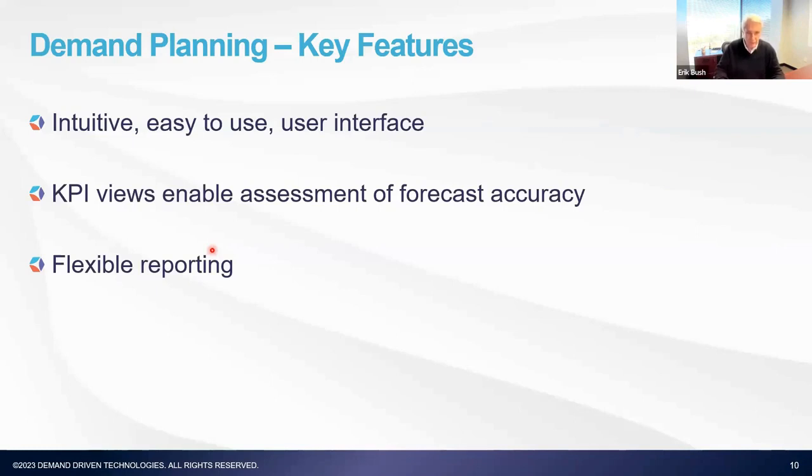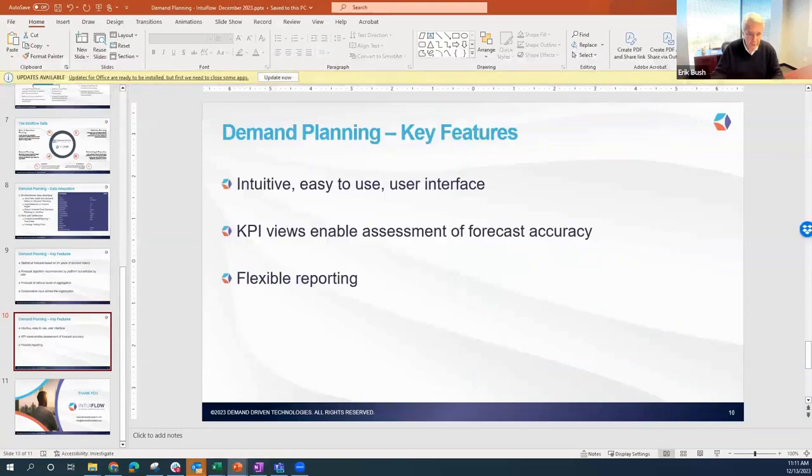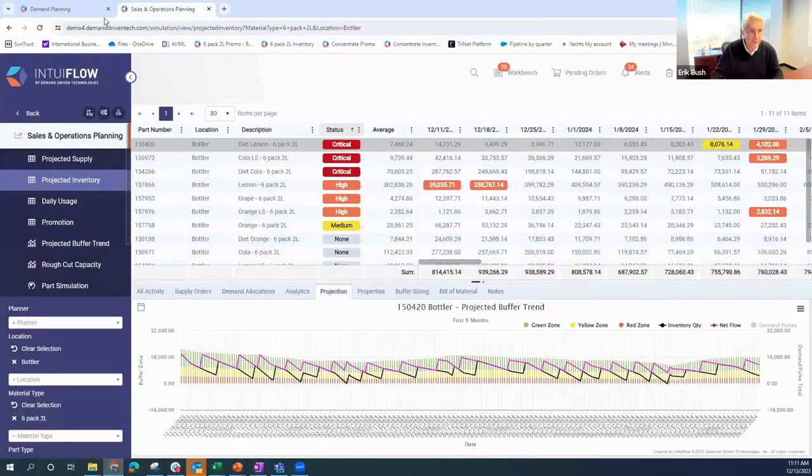KPI views, I think, are also very important because they help you understand where you are making collaborative inputs, whether you are actually making the forecast more accurate or not. And so we'll show you that in the solution. And then along with that, there's some very flexible reporting that I think will be quite useful. So with that, we'll jump out of here and we will go over to the solution. And we'll go into the demand planning module.